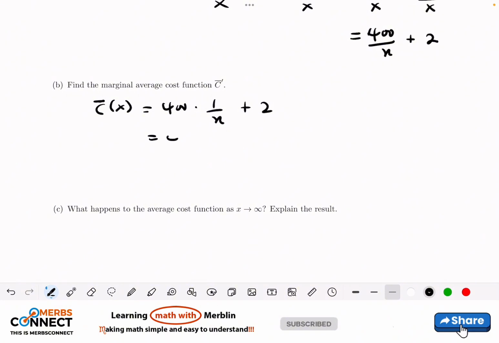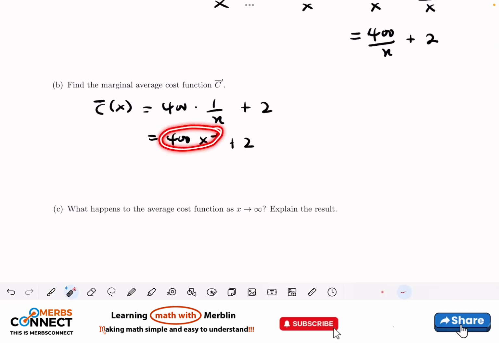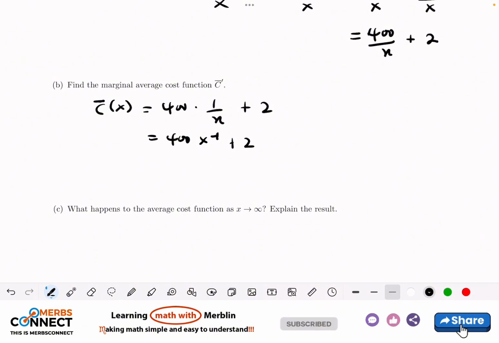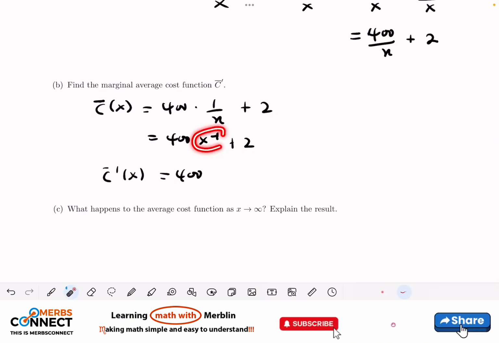And this can be written as 400 x to the power minus 1 plus 2. So when we want to differentiate, we can use the power rule. Here C bar prime of x will be equal to, now I need to differentiate x to the power minus 1. As I said, anytime I want to do differentiation and I see a constant multiplying or dividing the function, I can just bring it out. Nothing happens to it. So what I need to differentiate is just this.